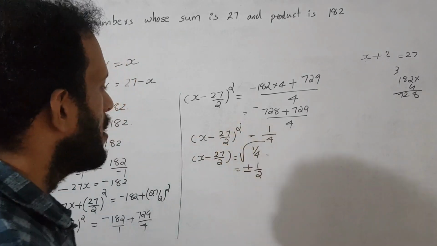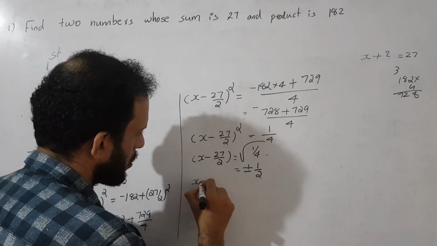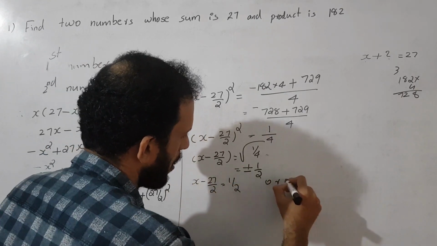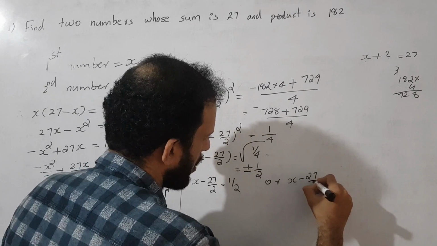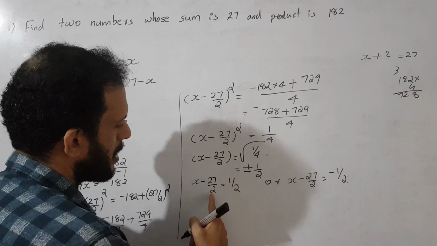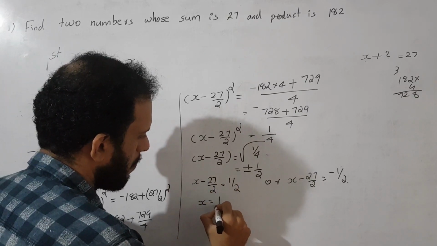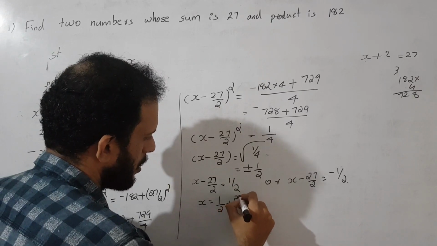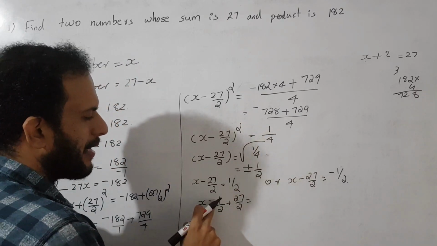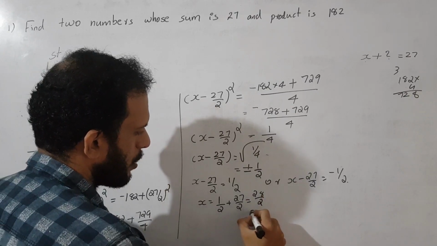1 by 2. Then we know now x minus 27 by 2 has two values. x minus 27 by 2 is equal to 1 by 2, or x minus 27 by 2 is equal to minus 1 by 2. Then x minus 27 by 2 is 1 by 2. What is x? x is equal to 1 by 2 plus 27 by 2. The denominator is the same, so we add the numerators: 28 by 2. 28 by 2 is equal to 14.